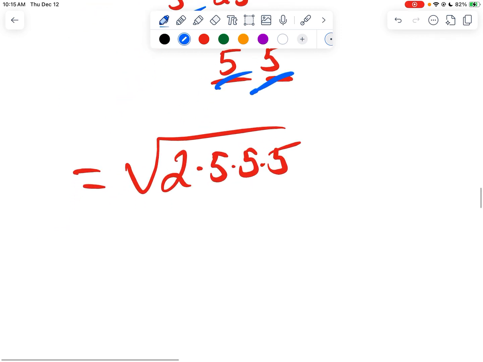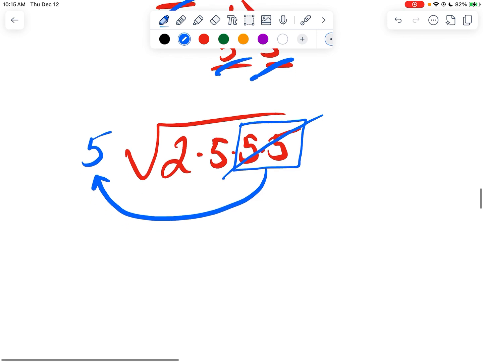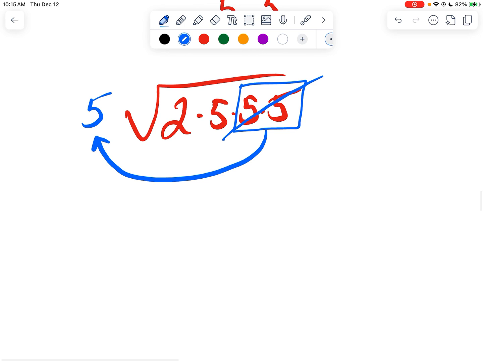Now, once again, I can only take stuff out in pairs, okay? So I do have a pair of 5s right here that I can move to the outside and get rid of them. But unfortunately, I don't have another 5 to go with the one that I have. I don't have another 2 to go with the one that I have. So when I don't have another additional number to go with a 2 or a 5 here, the 2 and the 5 actually stay underneath the radical symbol, okay?